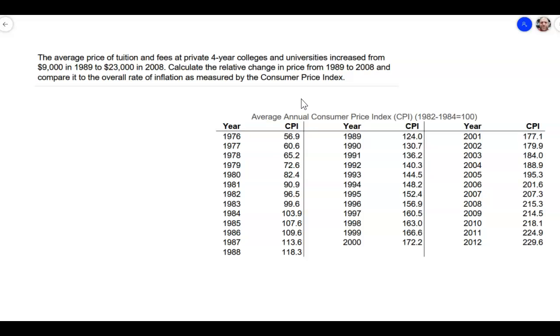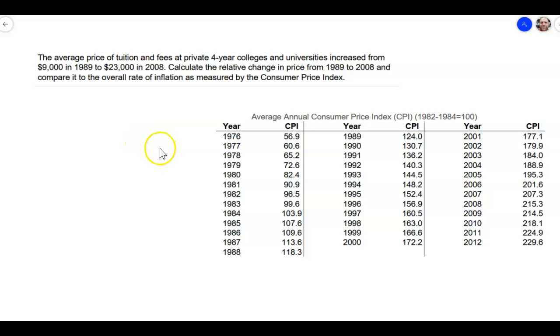So the idea here is we're trying to see if the price of tuition is around the same as the price of inflation. Basically, is it going up at the same rate? Is it going up higher, or is it going up lower?